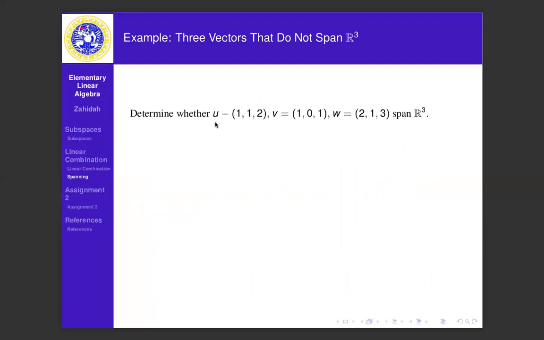Determine whether U, V, and W span R3. Oh, this one should be equals. We have 3 vectors here. We will identify this 3 vectors, with the 3 vectors, span R3 or not. What is your guess here? Yes. Yes, are you sure?